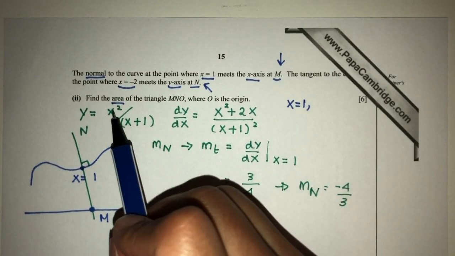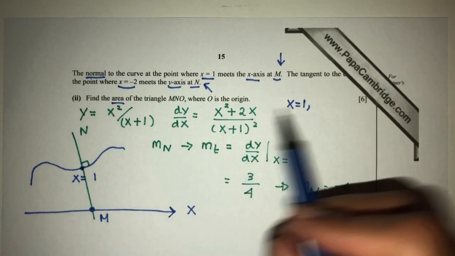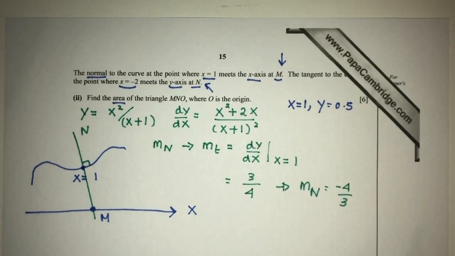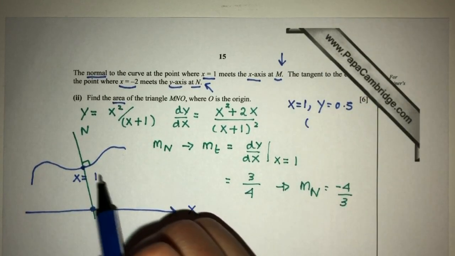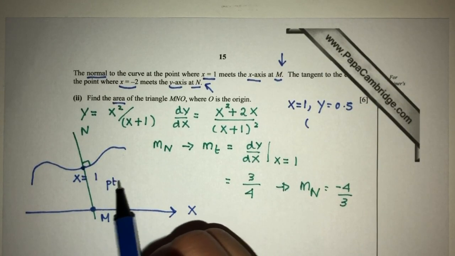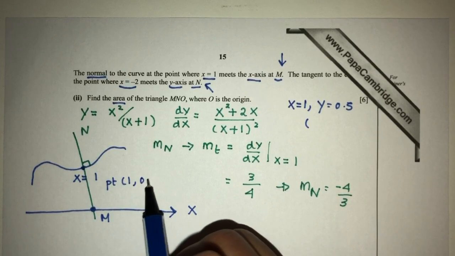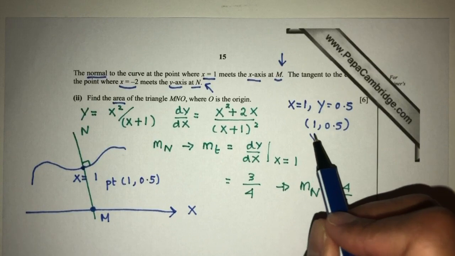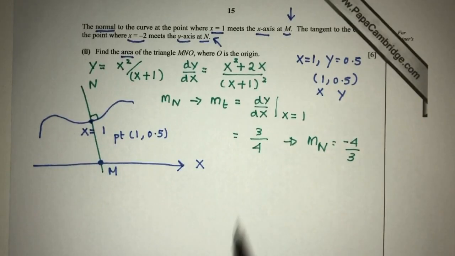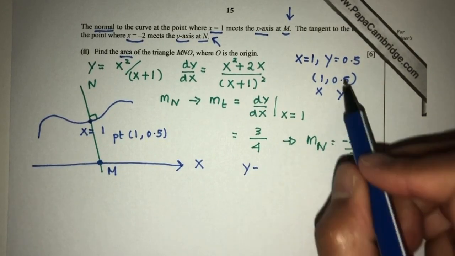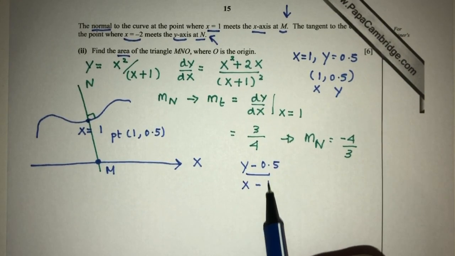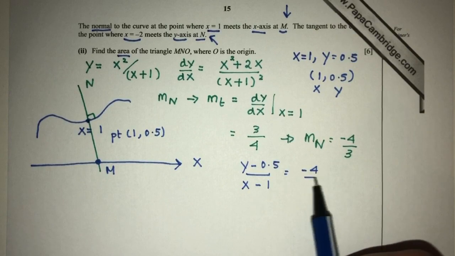Replace in your equation. That will be 1 over 2, so y was 0.5. Right, so this is the passing point. The point that it passes was (1, 0.5). So now we can find the equation of the line. That will be (y minus 0.5) over (x minus 1) equal to minus 4 over 3.